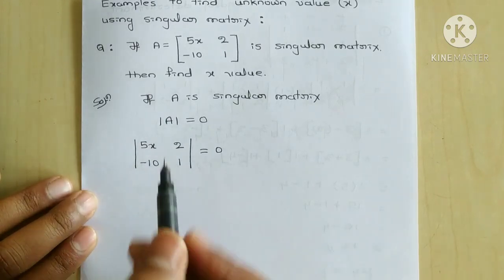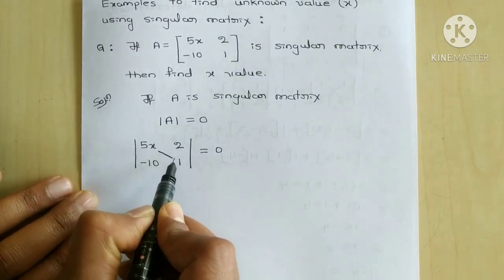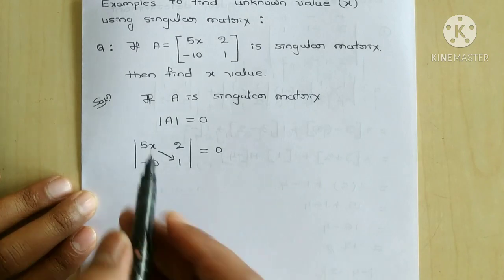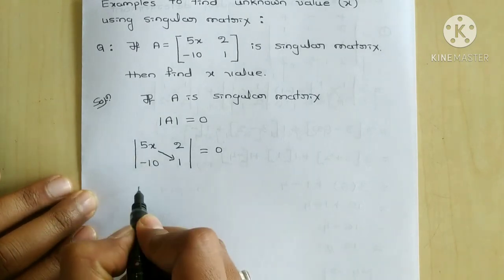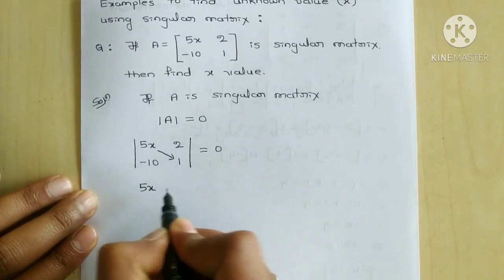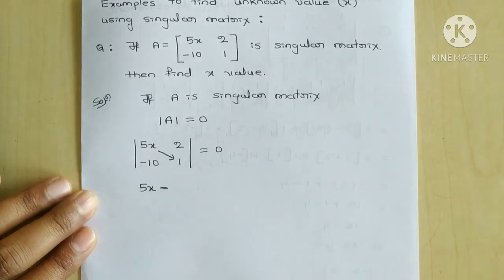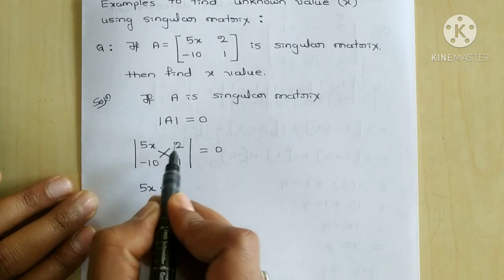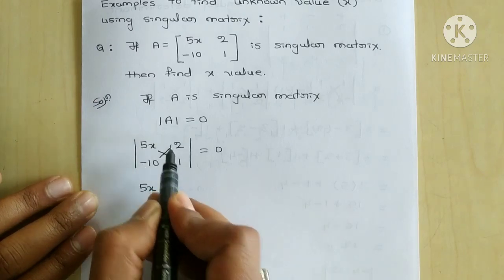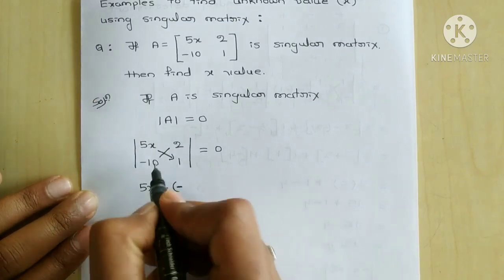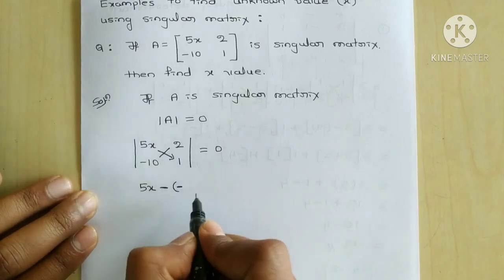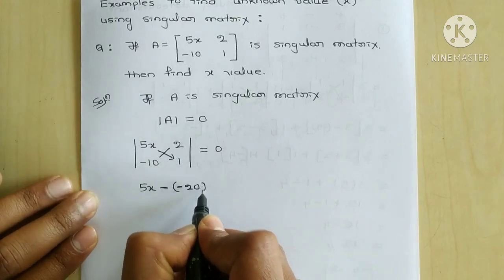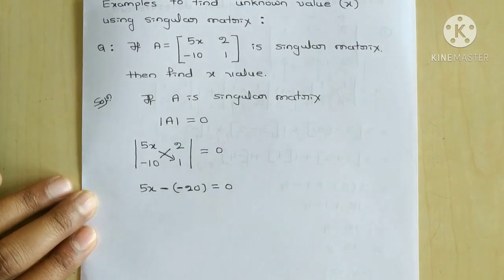Now apply the second order rule. Cross multiplication, arrow mark, do the multiplication first. 5x into 1 is 5x. Which sign always comes in the middle? Minus sign. Next, multiply these two, but here is a negative sign and here a positive sign. Minus into plus is minus. 10 into 2 is 20, equals to 0.